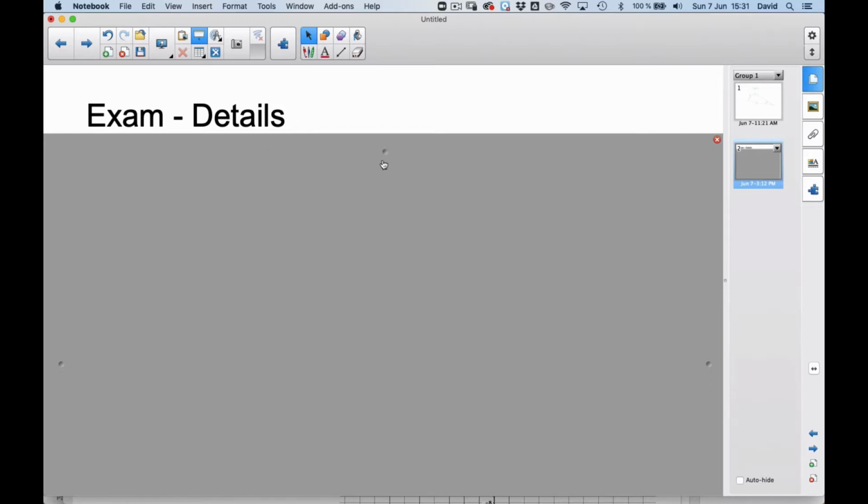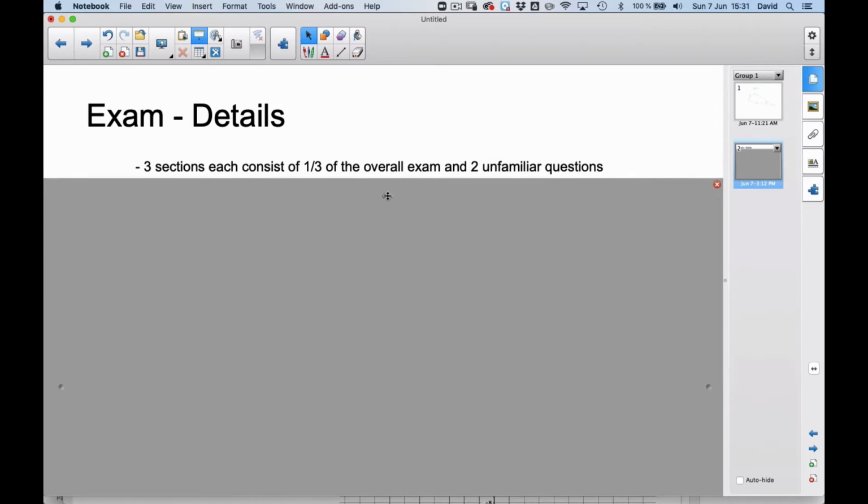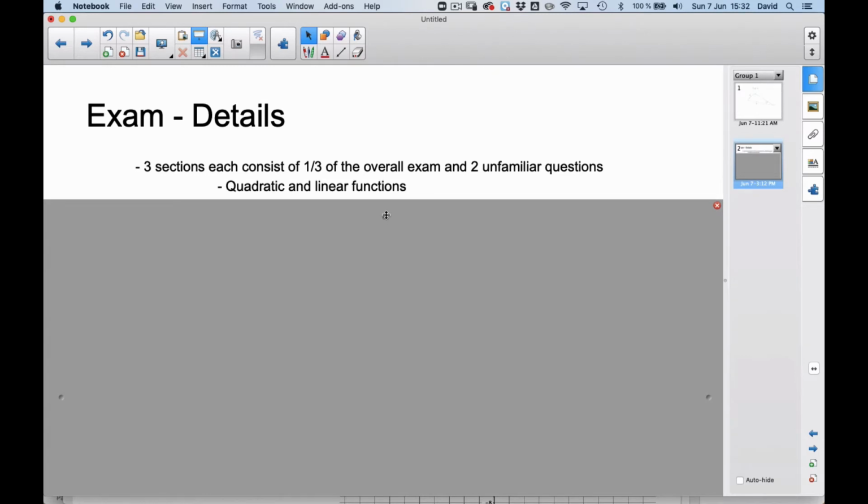So the first thing, the details: there are 3 sections to this exam. Each will be a third of the overall exam, plus 2 unfamiliar questions at the end. The sections will be quadratic and linear functions, so the first part of the year, x squared and y equals mx plus b, plus perpendicular bisectors could be in there as well, which is part of linear functions.